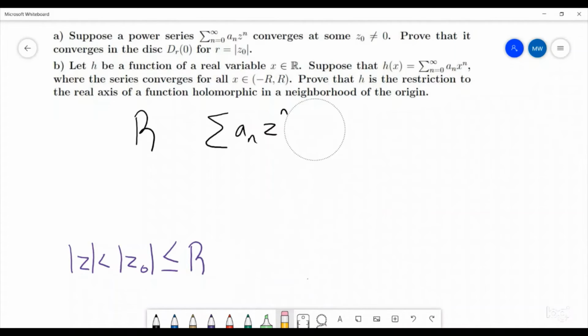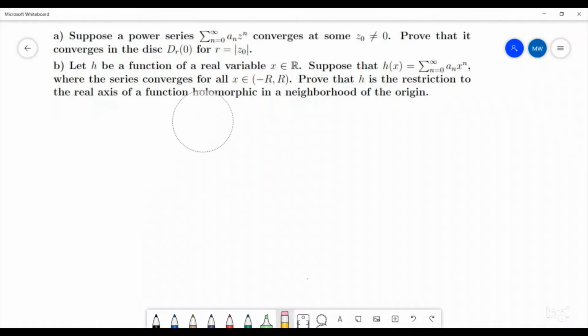The next part is actually going to use this first part to help us out. We are going to have a function h that is a function only of a real variable. We know that h of x is equal to the sum of a_n x to the n, which converges for all x in that region. We are now going to prove that h is the restriction to the real axis of some holomorphic function in a neighborhood of the origin.